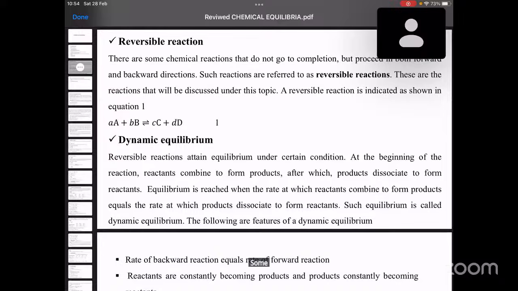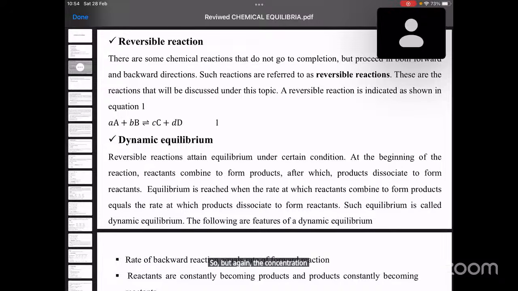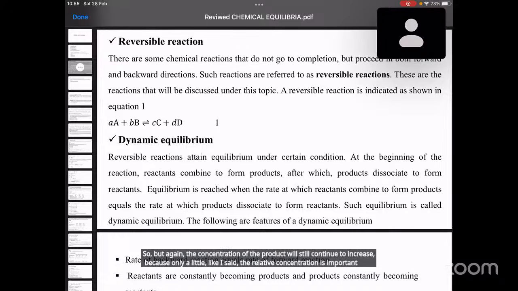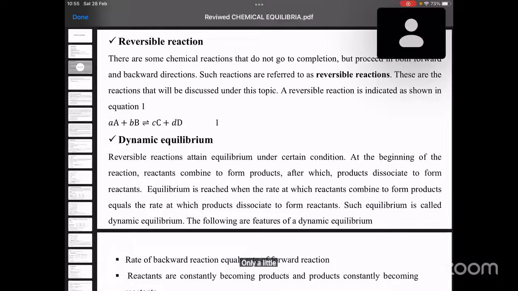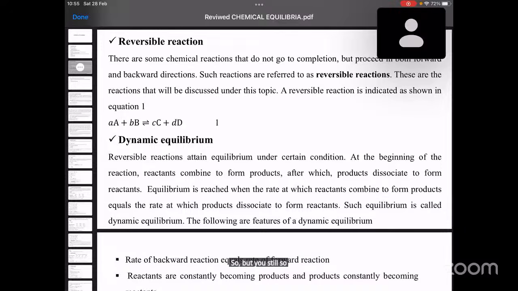Some of those products are forming reactants just as reactants are forming product. That will continue. But again, the concentration of the product will still continue to increase, because the relative concentration is important here. Only a little of the product forms the reactant at the beginning, because there's still a large amount of reactant. So as the reaction progresses, while both forward and backward reactions are taking place, the concentration of reactant is still decreasing, while the concentration of the product is still increasing.